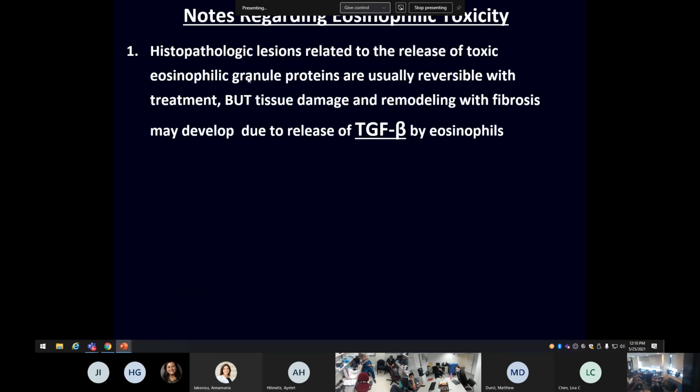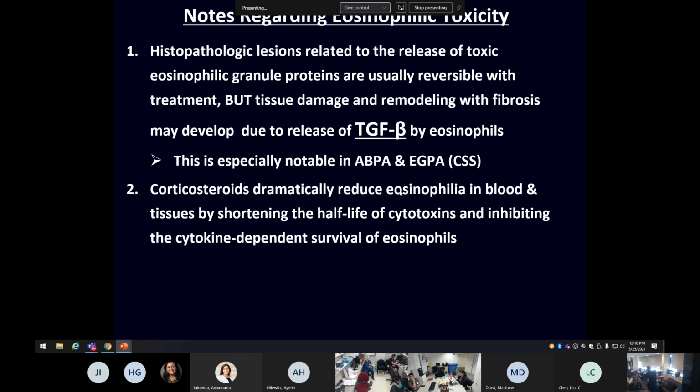So just some notes regarding eosinophilic toxicity. This is very, very important, because you'll notice a lot of these eosinophilic lung diseases are very steroid responsive. You can cause remission very quickly just with steroids. And it's usually reversible with treatment, but it's important to note that tissue damage and remodeling with fibrosis can develop in certain states, because eosinophils also secrete TGF-beta, which can cause airway remodeling and fibrosis. This is most important in these two eosinophilic lung diseases, allergic bronchopulmonary aspergillosis and eosinophilic granulomatosis with polyangiitis.